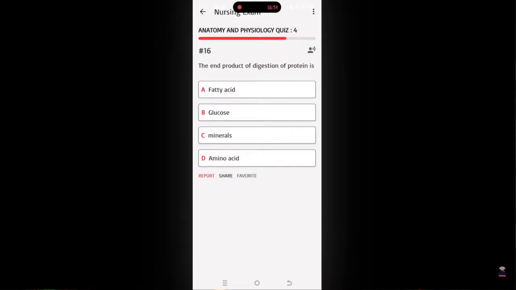The end product of digestion of protein is A. Fatty acid. B. Glucose. C. Minerals. D. Amino acid. Correct answer.